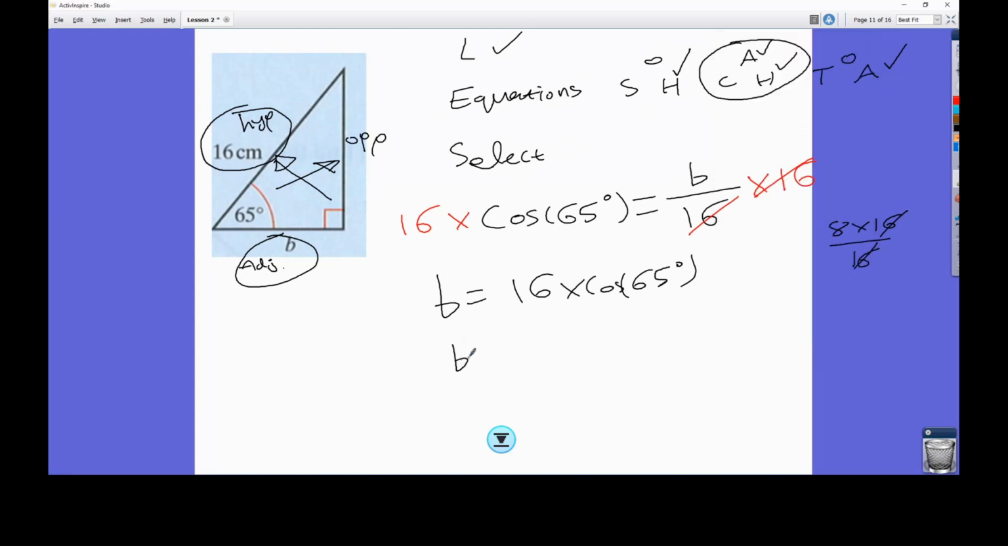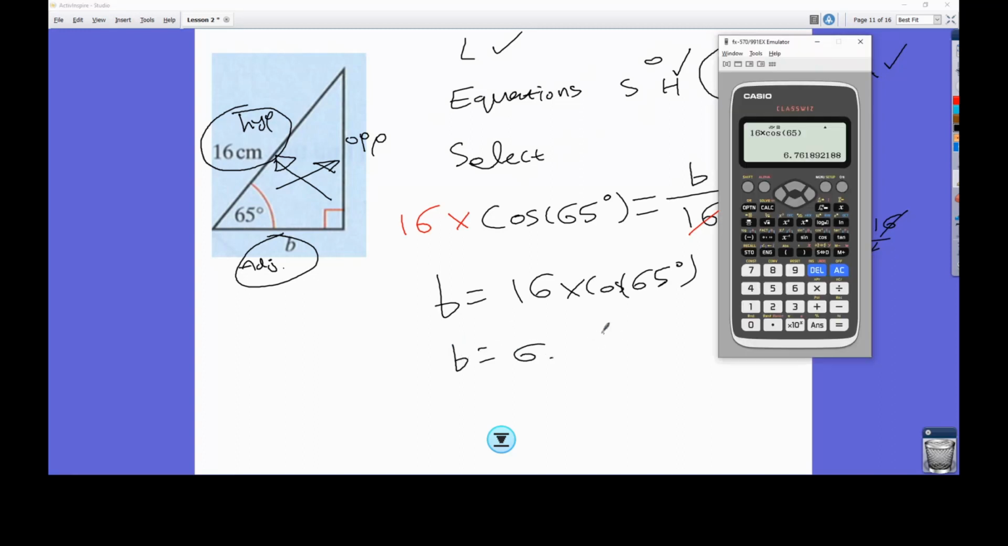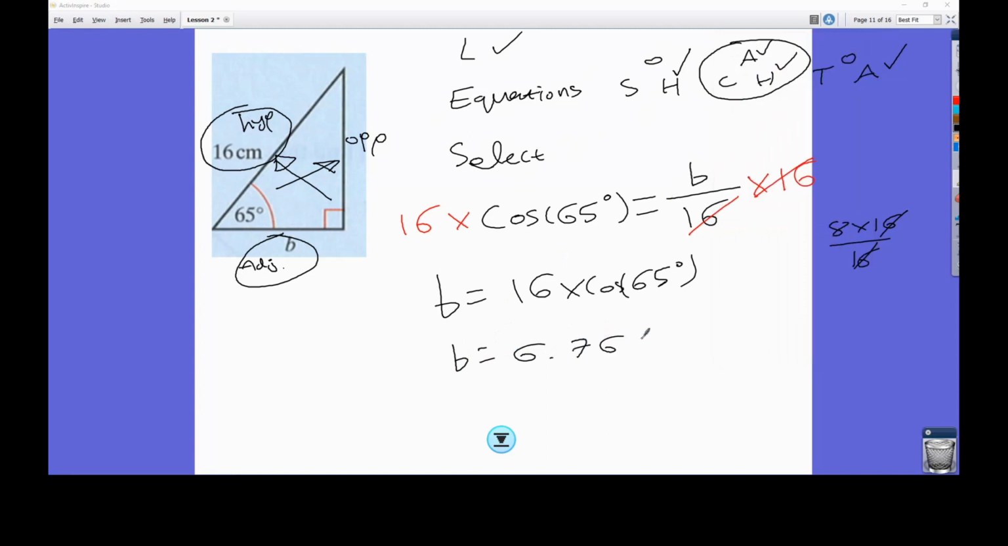So I'm doing 16 times cosine of 65, which is 6.76189188. You don't really need all this accuracy, but it's just to get into the habit of only rounding at the end. Which gives you B is equal to 6.76 centimeters, because those are the units, to 2 dp.